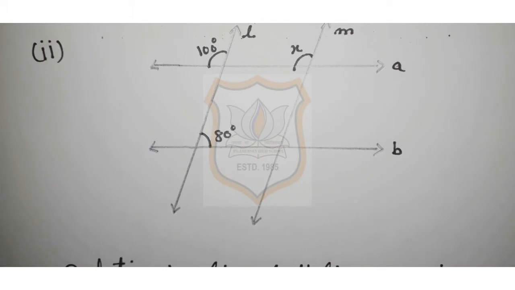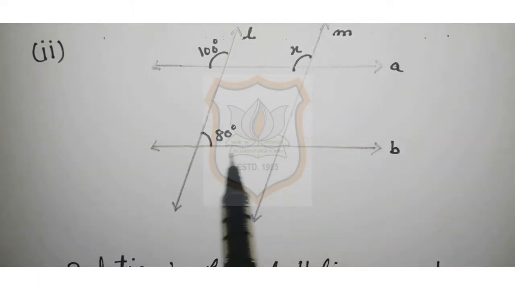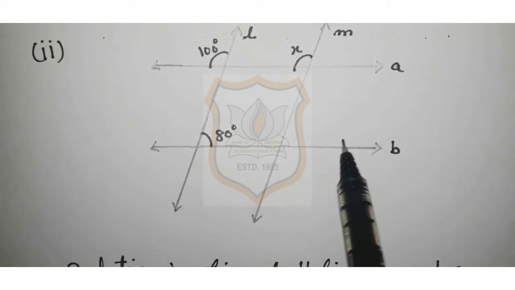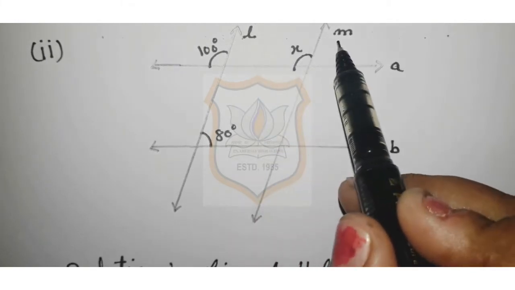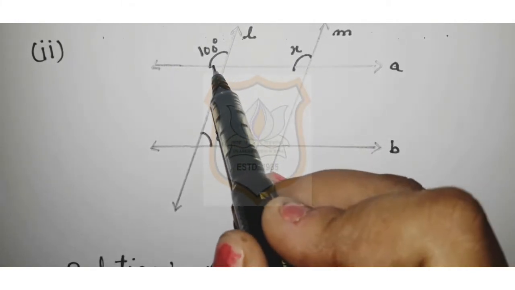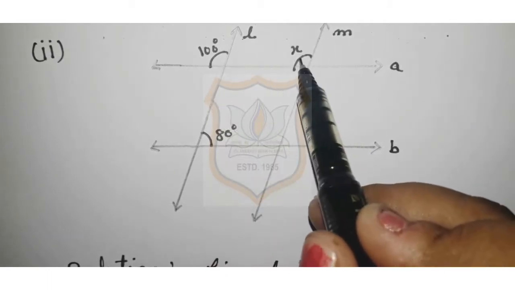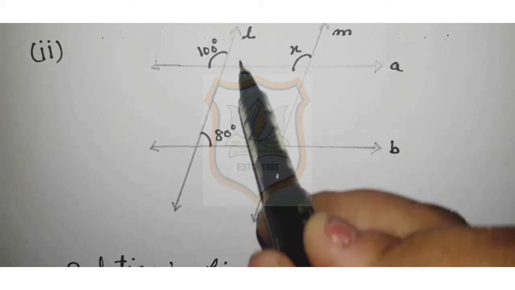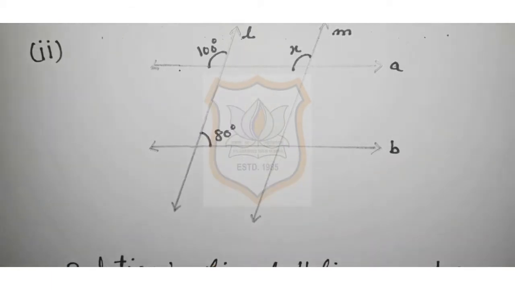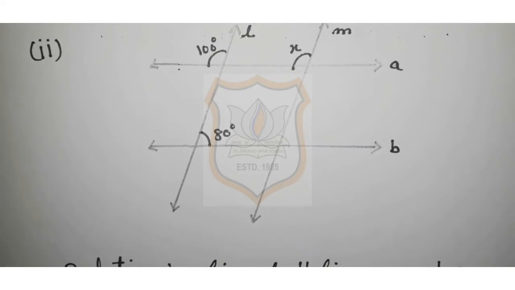Now, let's calculate the second part of question number 4. In this figure, look at this figure very carefully. In this figure, line A is parallel to line B and line L is parallel to line M. The measure of this angle is given in the question, and you have to calculate the measure of angle x. The measure of this angle is also given, that is 80 degrees, and the measure of this angle is equal to 100 degrees, that is given in the question. And we have to calculate this angle x. Now, let's solve this.